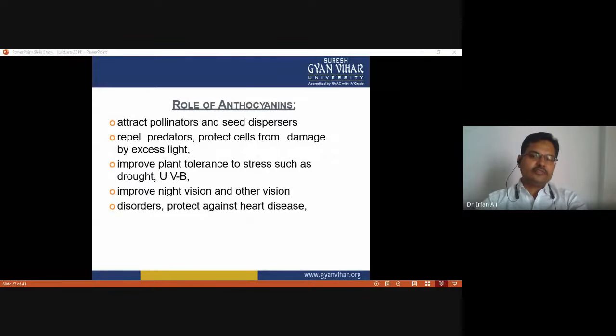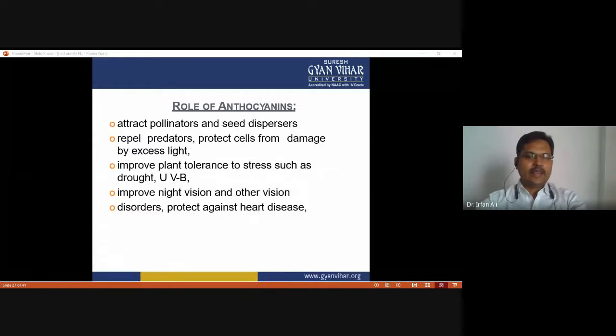And what are the roles of anthocyanin in plants? Plants attract pollinators and seed dispersers, repel predators, and protect cells from damage by excess light. It improves plant tolerance to stress such as drought and UV light, particularly UVB light, and it improves night vision and other vision, and there are some disorders it helps with, and it protects against heart disease. So this is a very important class of pigment.